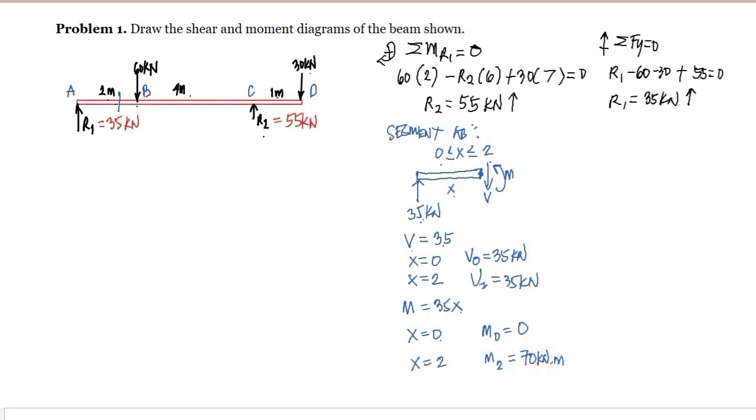Now, if we recall the idea that the moment is just the integral of the shear equation, and of course, if we take the differential of the moment equation, that will give us the shear equation. So here we have the shear equal to 35. If we take the integral of this, then we would have the equation of the moment, which is equal to 35x.